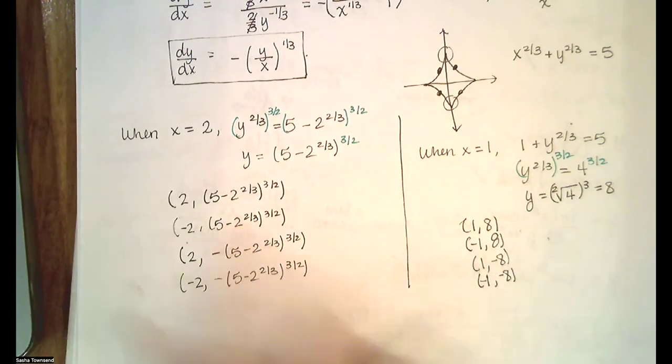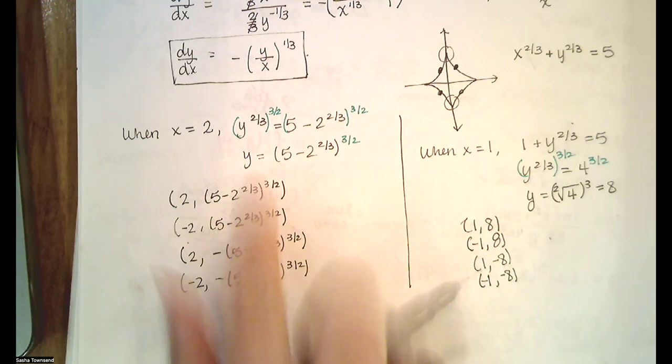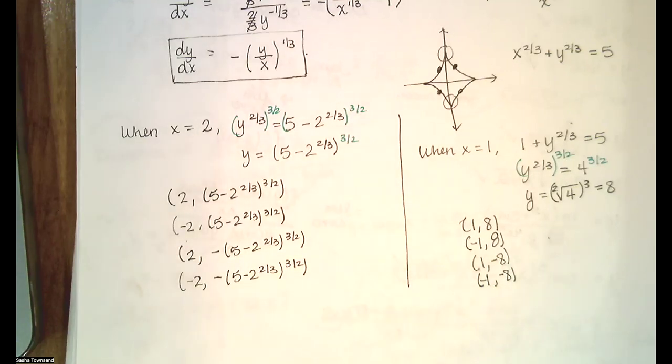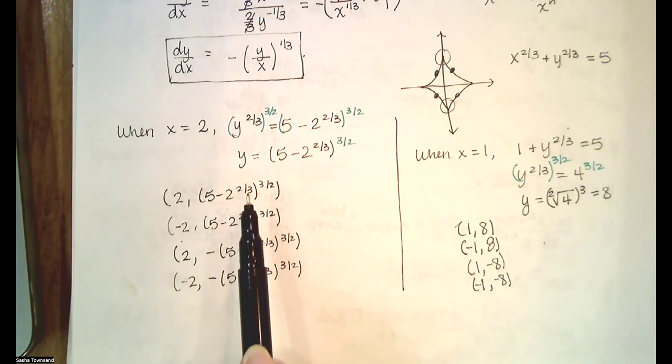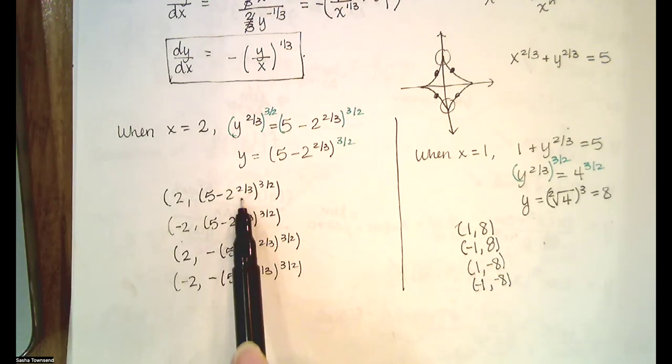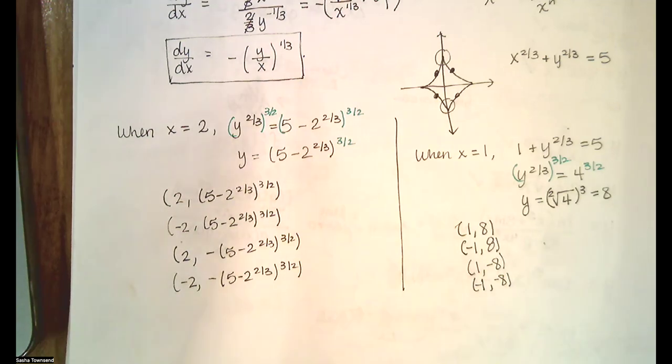So all of these points are on the graph. These are much nicer to work with than these. But for some reason, I chose x equals 2 last night. I don't know why. But let's look at the graph at each of these points, and then graph the corresponding tangent line, and we can do the same thing with these points as well.